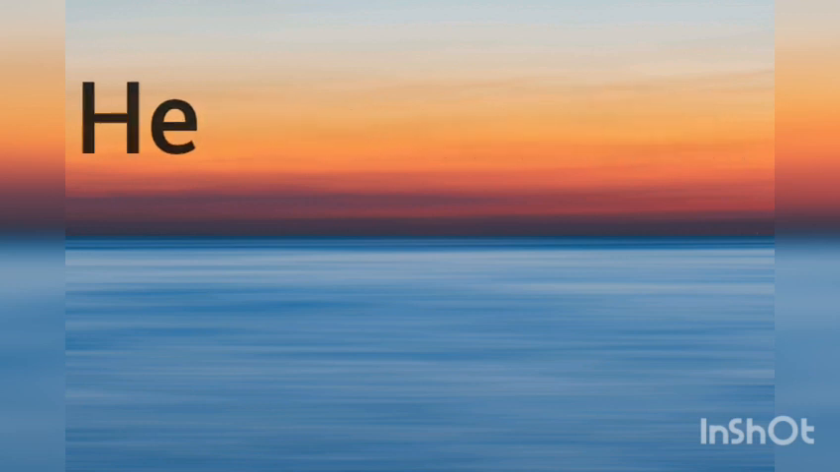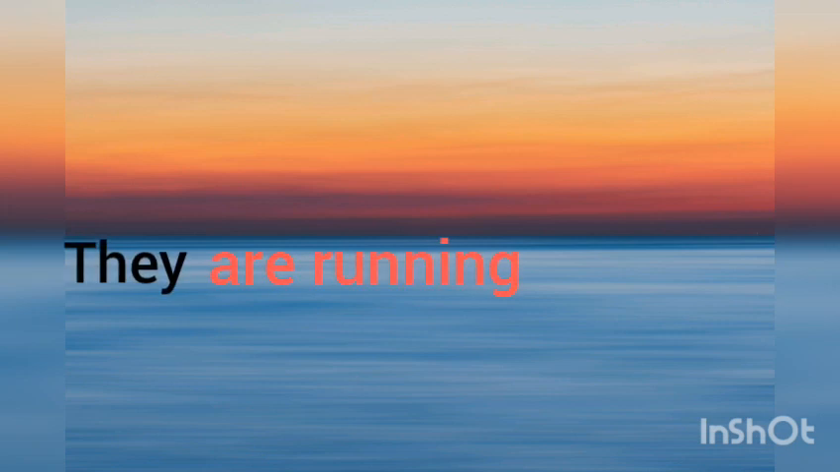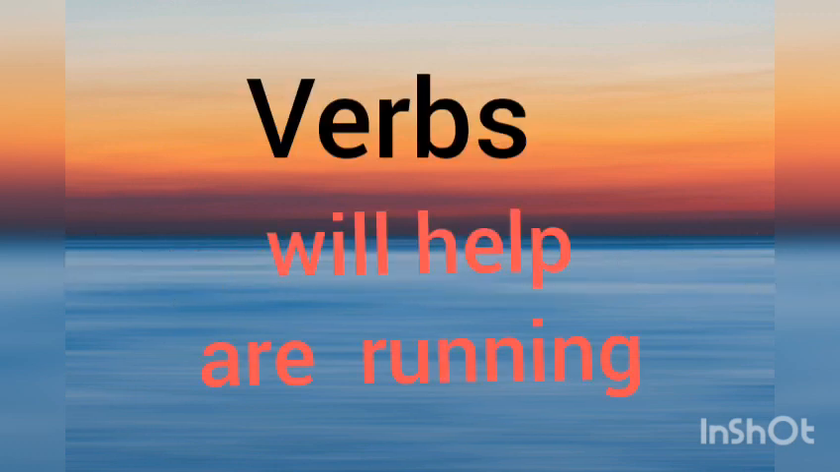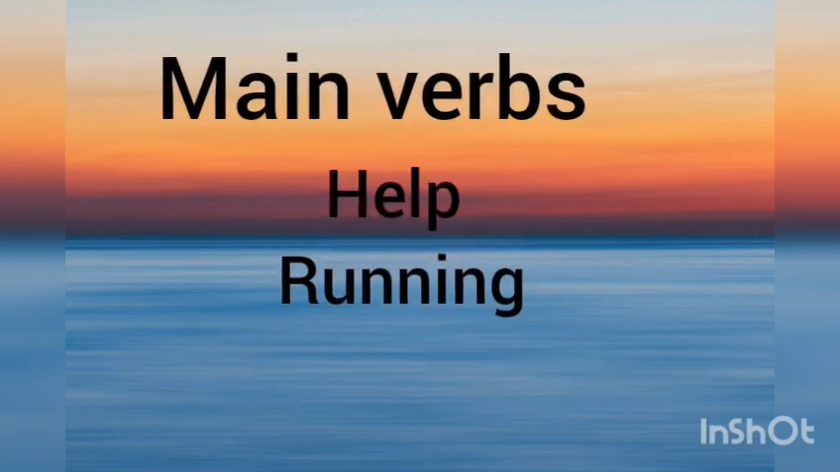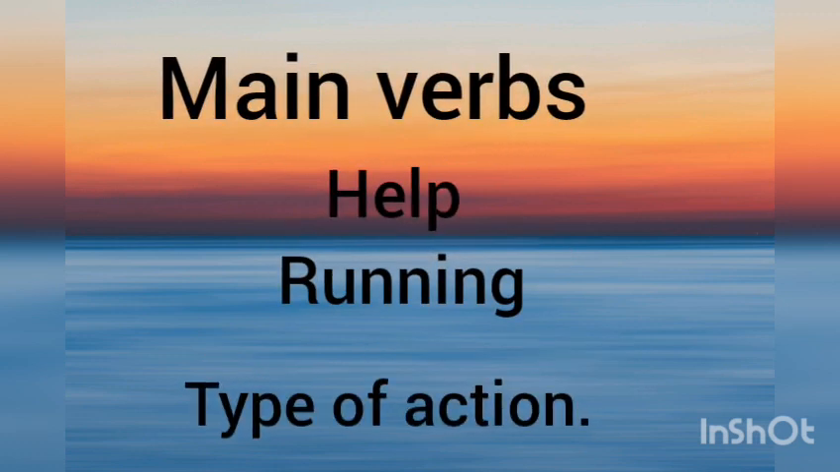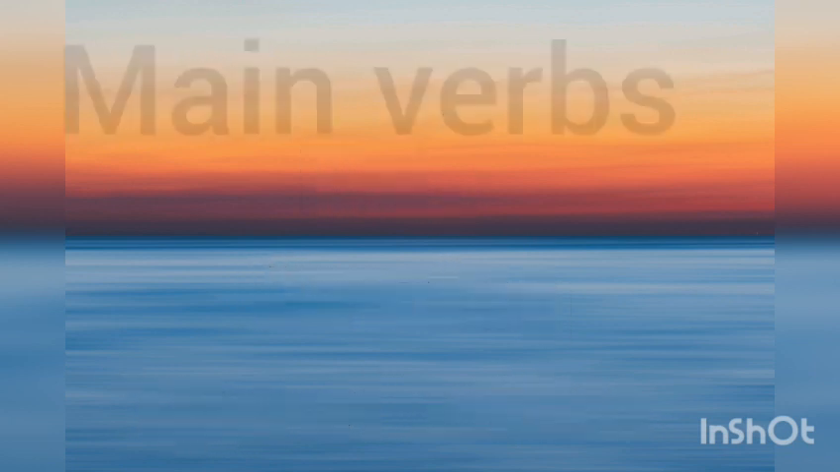Let me give you two example sentences. First one, he will help me. Second sentence, they are running the show. See here, in these two sentences, will help or running are verbs, right? So what is the main verb here? Help in the first sentence and running in the second sentence. So it denotes the type of action, what they are doing. So we can conclude that as a main verb.